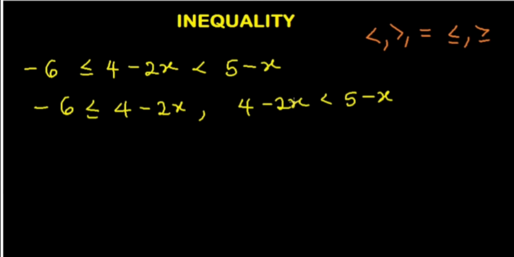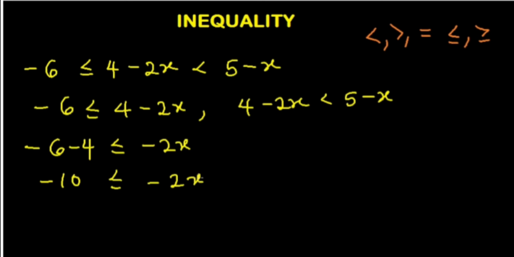So now we can deal with each part in a respective way. This one has x on one side only, so you don't need to worry about the bigger or the lower one. What you just need to do is add minus 4 to both sides. I'll have minus 6 minus 4 less than or equal to minus 2x. Let's just solve this part first. I'll have minus 10 less than or equal to minus 2x.